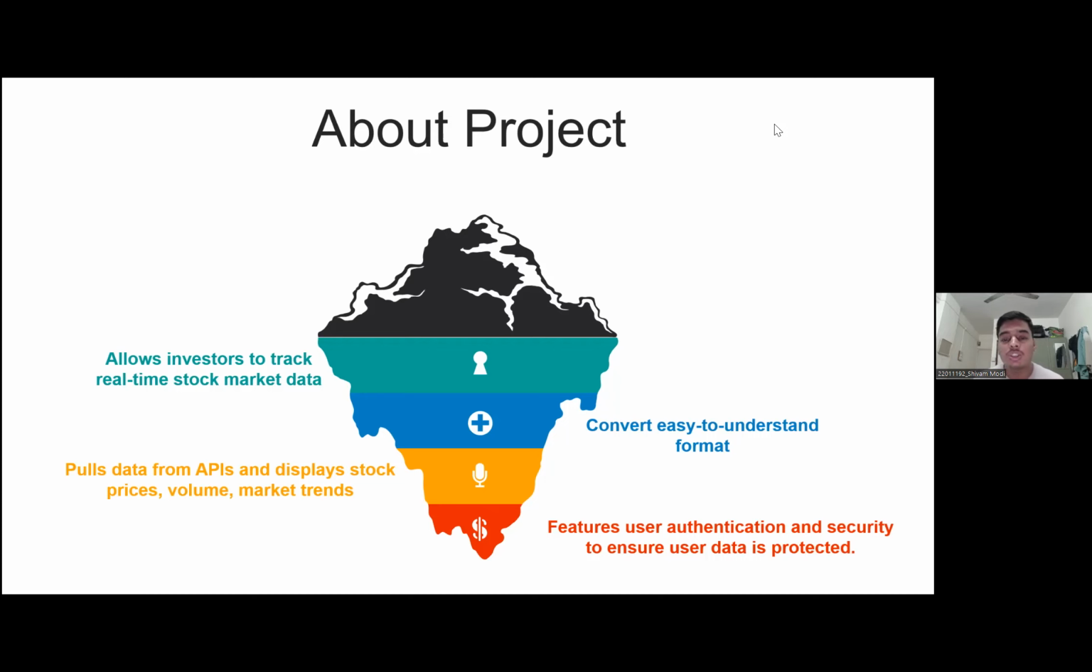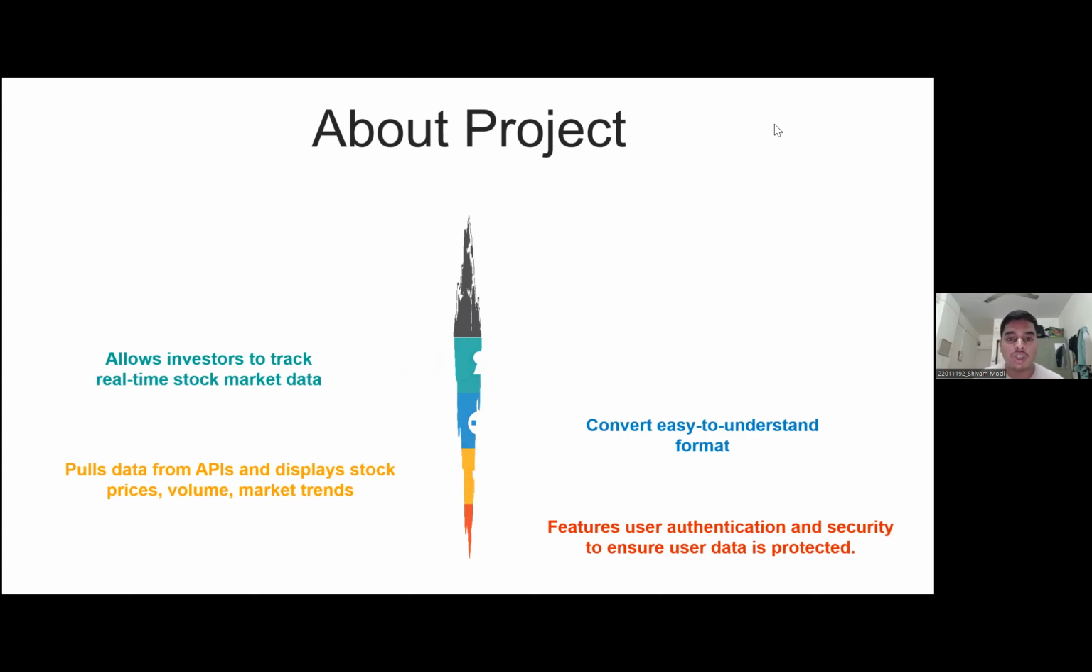And coming to the most essential part, which is authentication and security, because it involves money. So it needs better authentication and security, because if the account is hacked, there is a chance of losing money. So authentication and security is the main motive to save the user information.